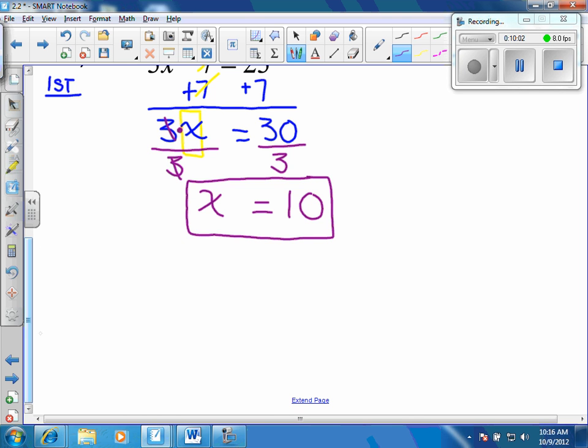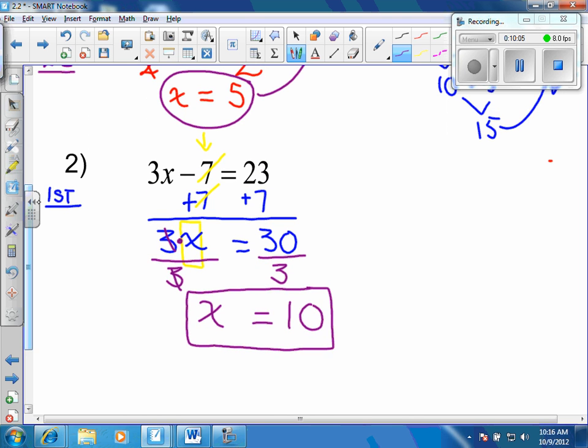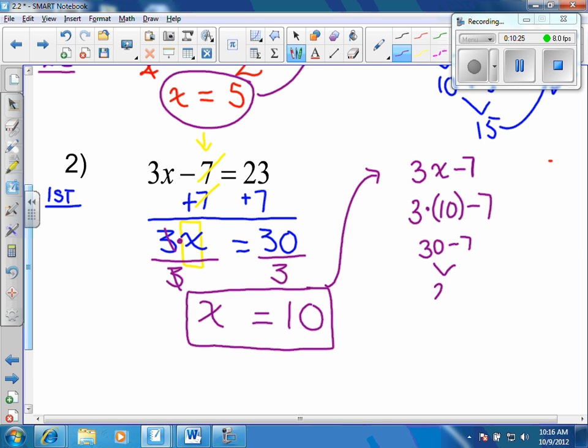And if you want to check to see if it works, which is a really good idea, you would plug it in for x. So you would copy the problem and do 3 times your x value of 10, which is 30, take away 7, and you get 23. And if you look over here, that's what we were trying to get, so we say it checks.